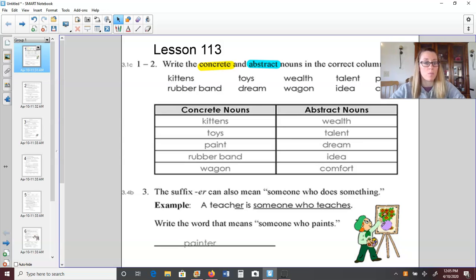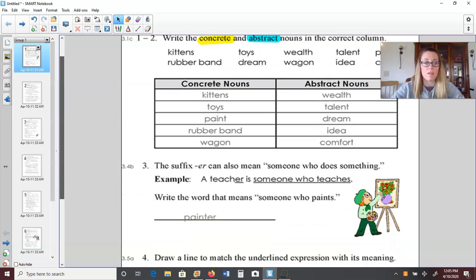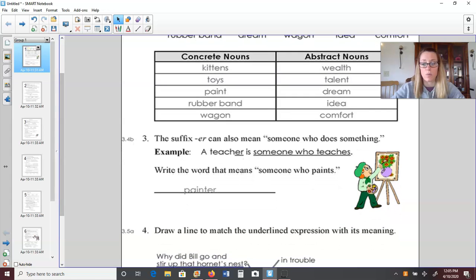Abstract nouns, more of those ideas or feelings. We have wealth. That is the idea of having a lot of money. Talent, dream, idea, and comfort. Those are all more ideas or feelings about something that we can't physically see, feel, or touch.